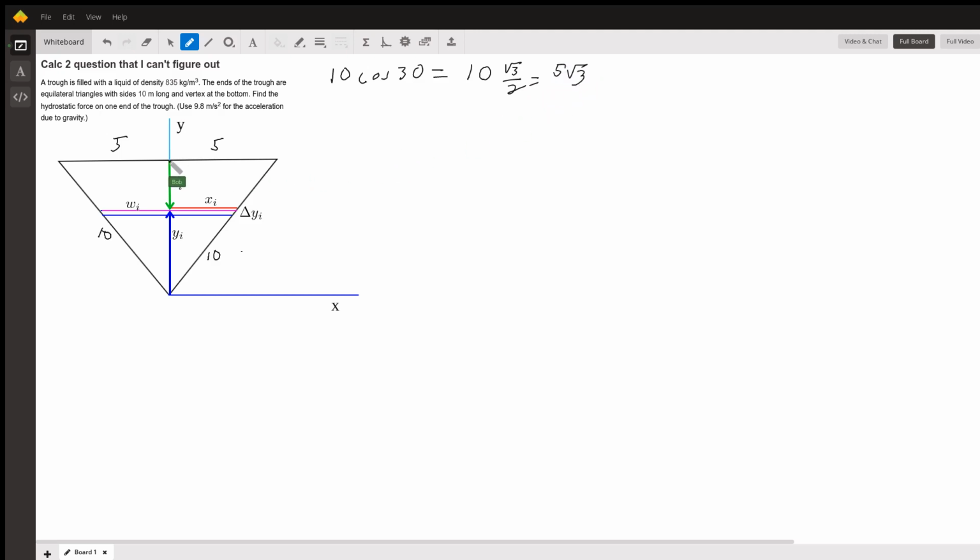So this height right here is 5 root 3. Well, this is basically an application of the Riemann integral concept. But basically, what we want to do is divide this entire cross section into little slivers, or little pieces of area.